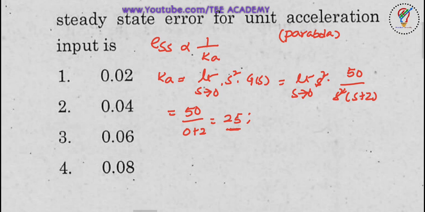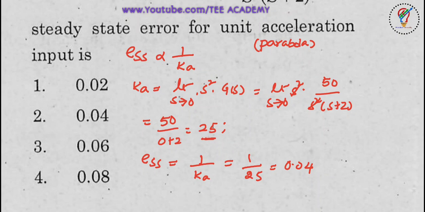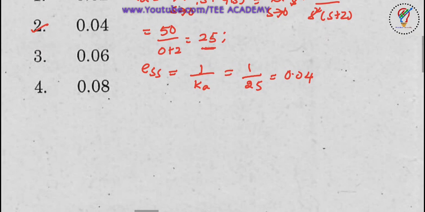Now ESS is equal to 1 by K into A. So ESS is equal to 1 by 25, which is equal to 0.04, the right answer for this question. So the answer is option 2, 0.04. Next question here.